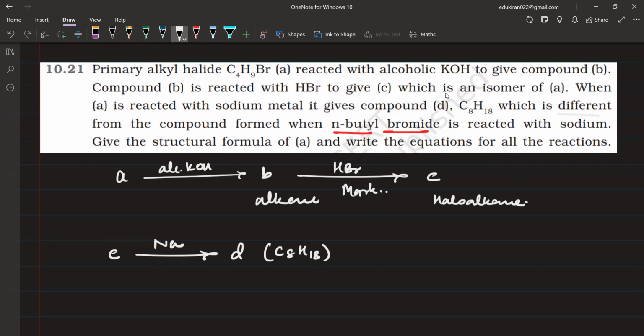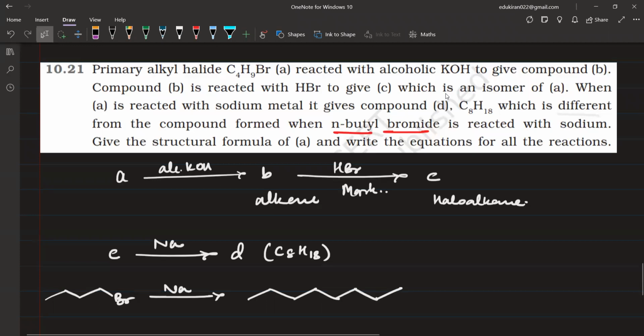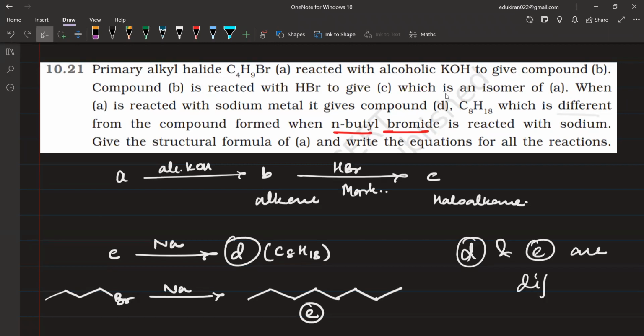That means, अगर आपके पास N-butyl bromide होता तो you'll have 1, 2, 3, 4 carbon atoms and Br. If you react this with sodium, 1, 2, 3, 4, 1, 2, 3, 4, 5, 6, 7, 8. This would be the product. So if I say this is E, then I will say that D and E are different. That means C is not this structure, है ना? C ये नहीं हो सकता है. First of all, that C is not the structure.